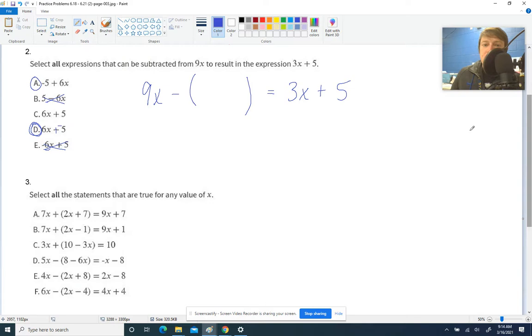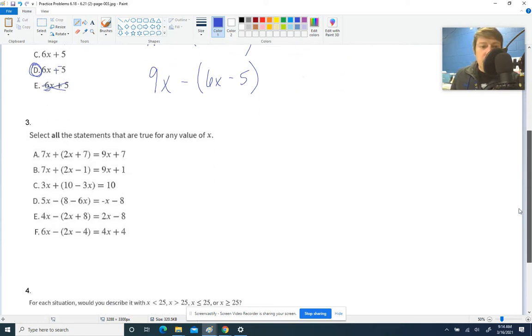A and D. We could have a negative 5 plus 6x, which would essentially add the opposite and add a 5, and then 9 take away the 6 would give us the 3x. Or the other way, if you just kind of swap those around, it would be all right. If it was 6x first and then take away a negative 5, that's like adding 5, and taking away 6 from 9x gives us 3x. So those are the ones that work.